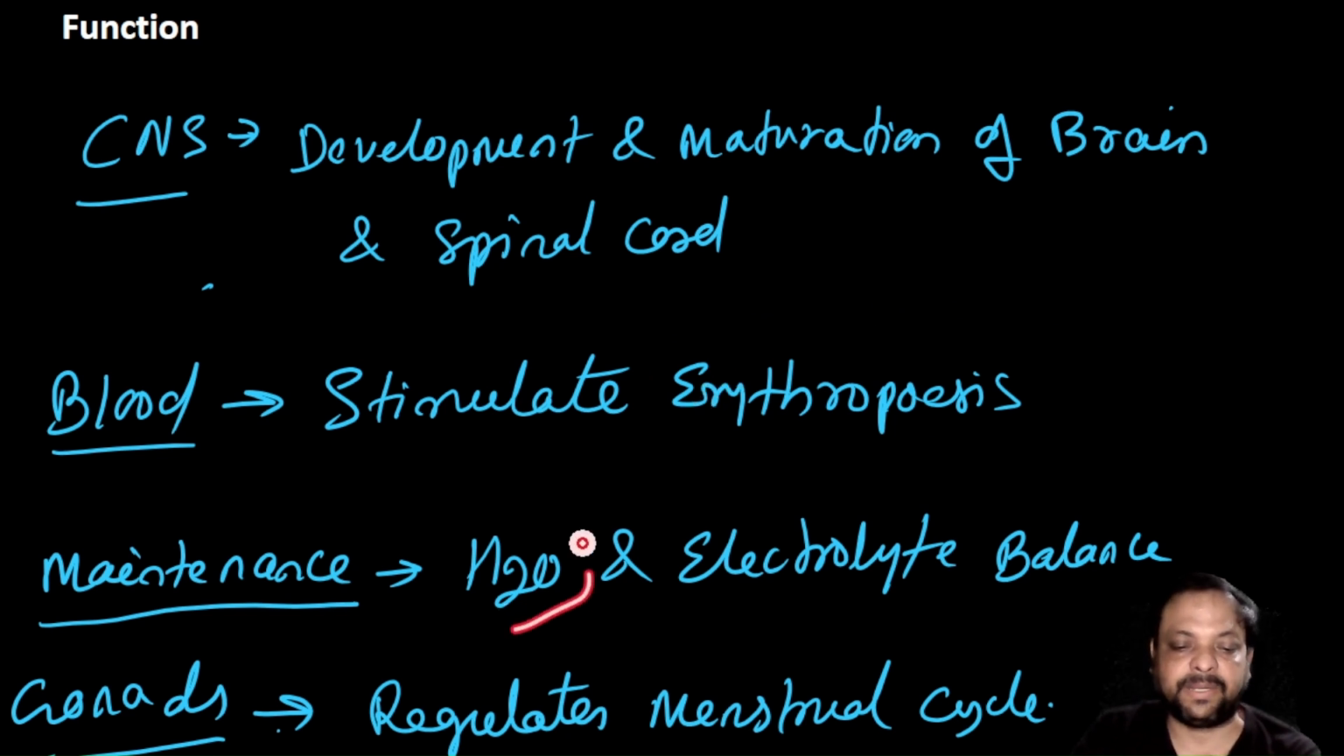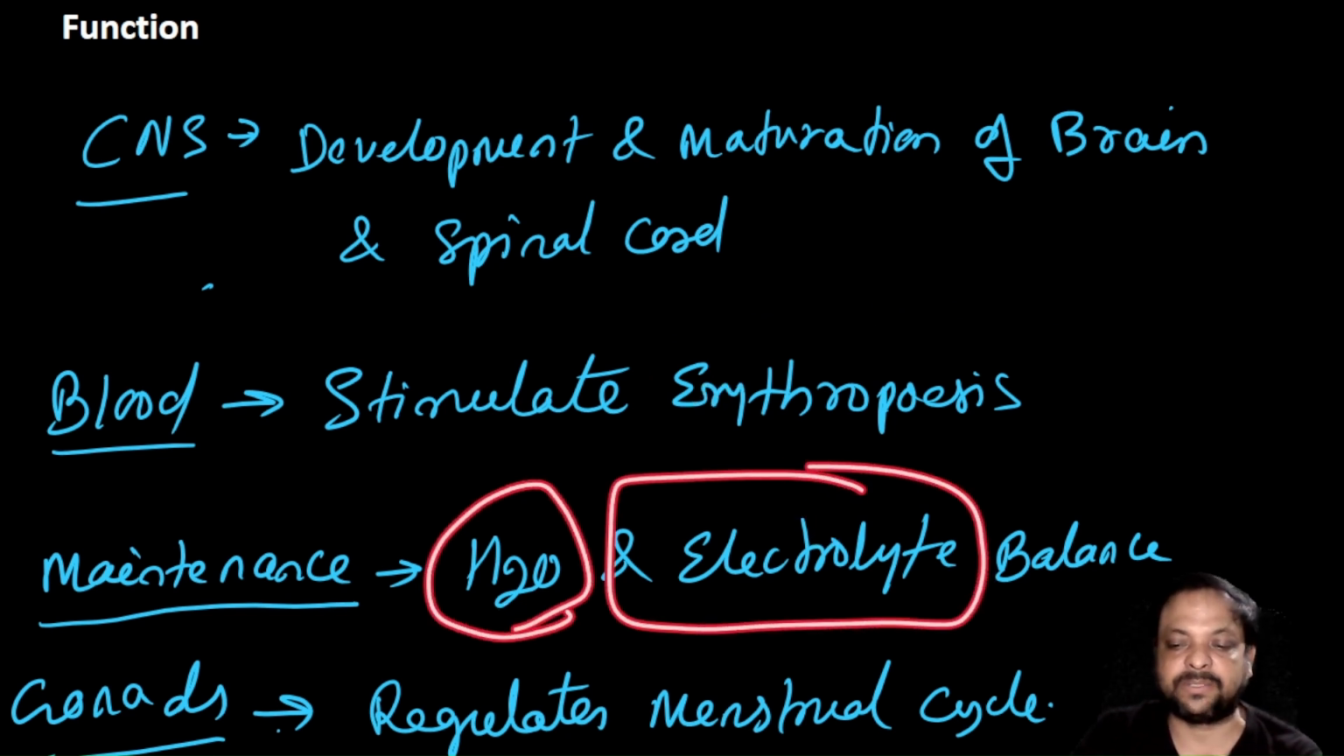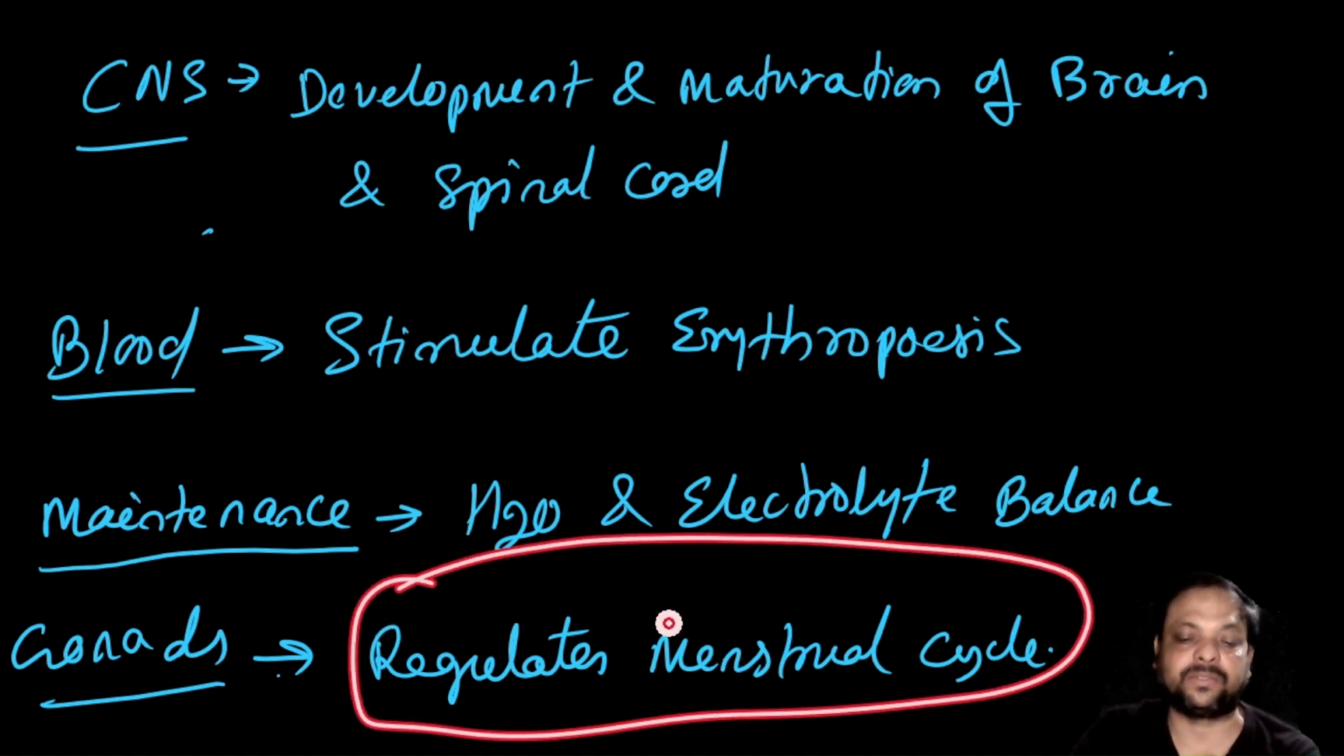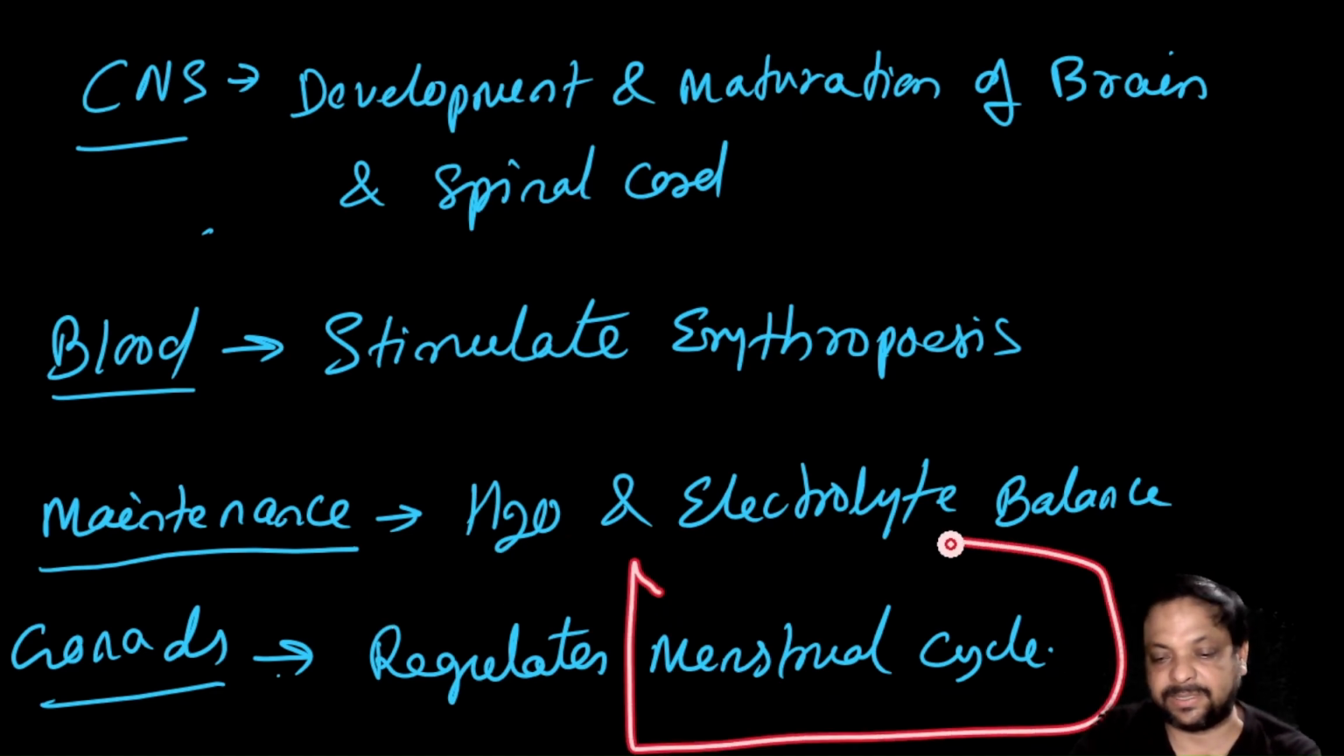Second, it maintains water and electrolyte balance in the body. This is a major function. This hormone helps in maintaining the water balance and the electrolyte balance in the body. And in the gonads, the sex organs, testes and ovaries, it regulates the proper menstrual cycles. So this hormone controls the menstrual cycle in females.